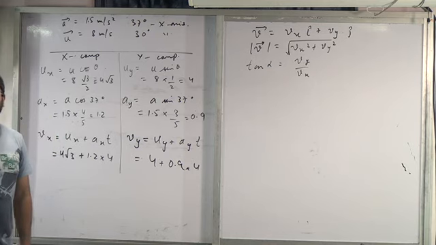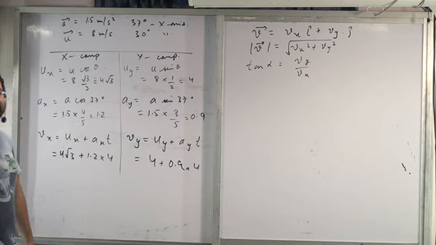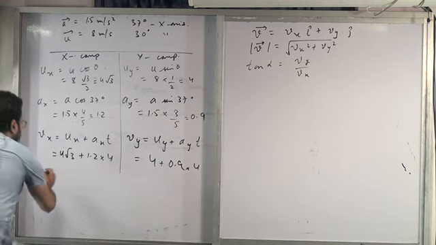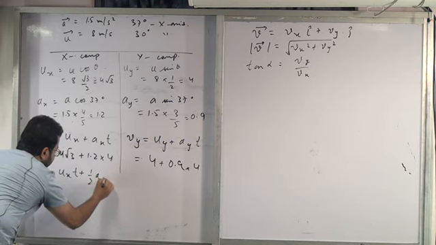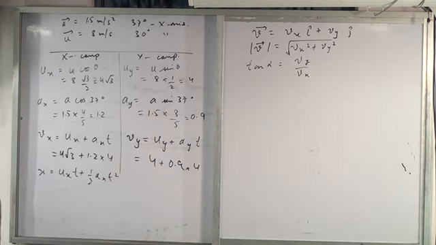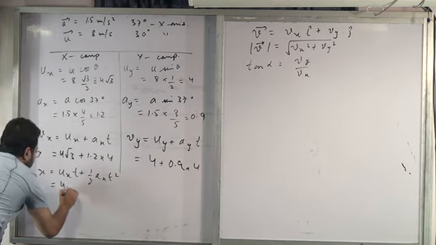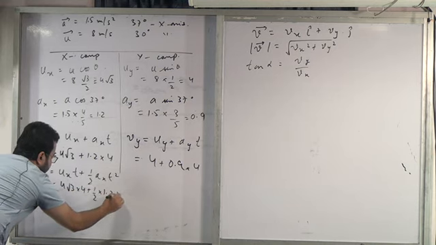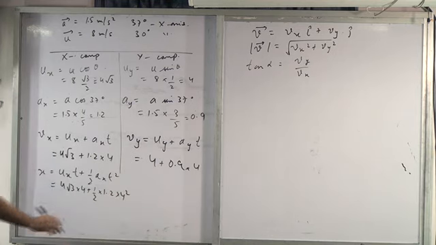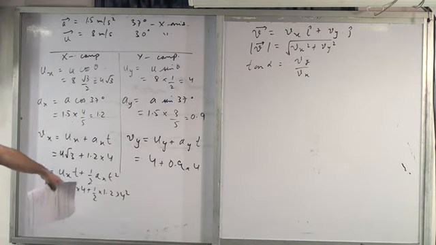Next, I need to find the position. Okay, so what do I need? I need x. It started with 0. If I find the position, that will also be the displacement. So can I write x is equal to uxt plus half axt square? Correct? So ux is 4 root 3, the time is 4, so x is 4 root 3 into 4 plus half into 1.2 into 4 square. Is that clear? So I found x.